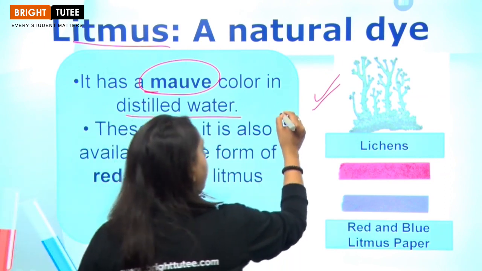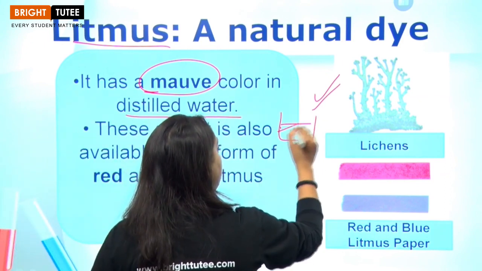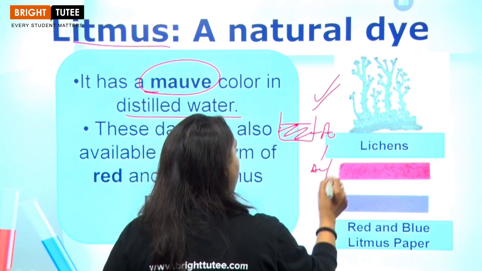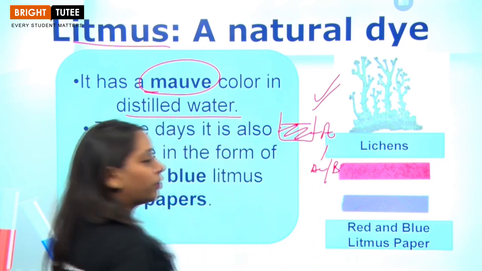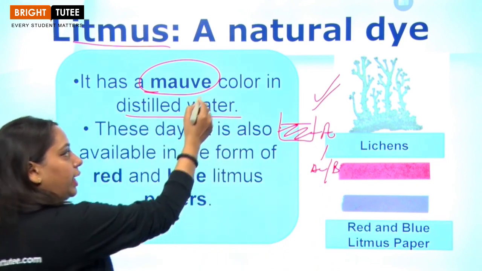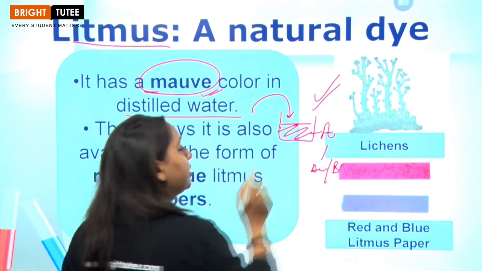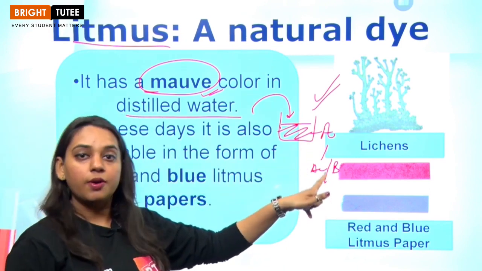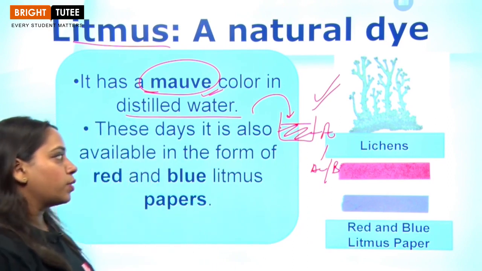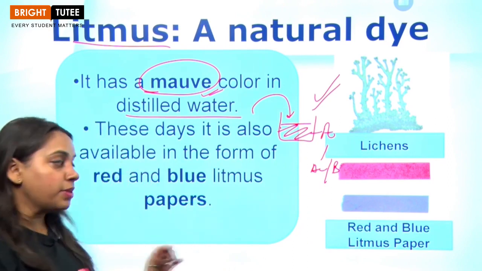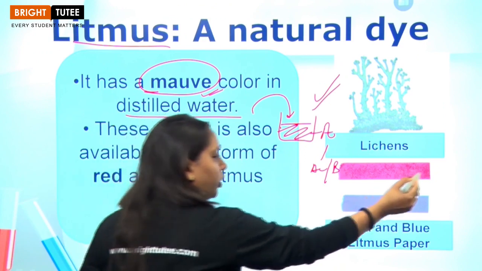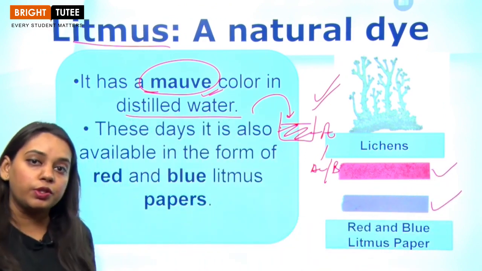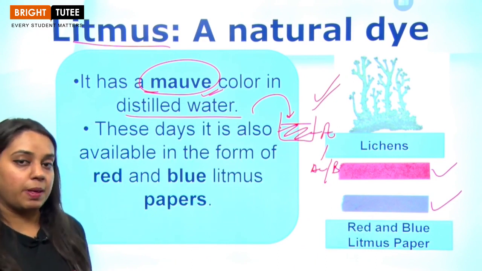Suppose we have to test this solution A, whether it is acidic or basic. What we will do is add a few drops of this indicator solution to it, and the color change will indicate whether A is acidic or basic. Nowadays litmus is also available in the form of paper. You can observe it, red litmus paper and blue litmus paper. So not only solution, we have litmus papers as well.